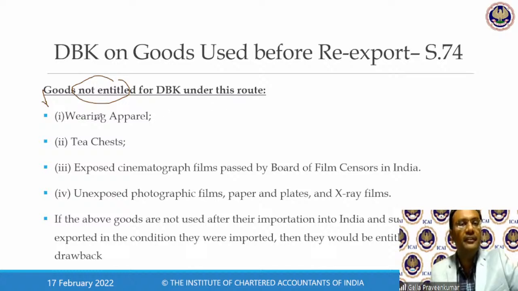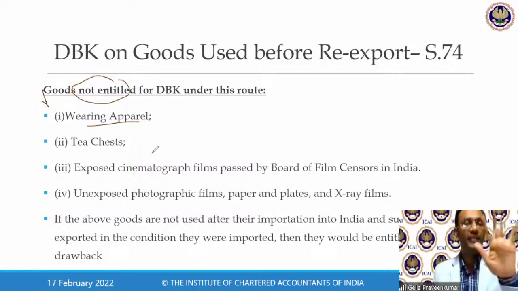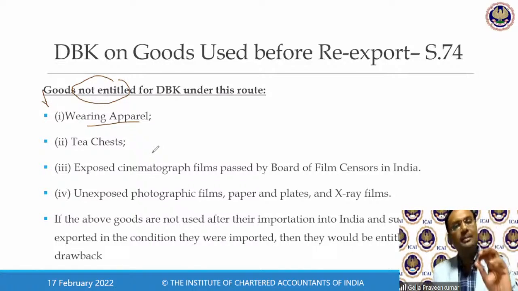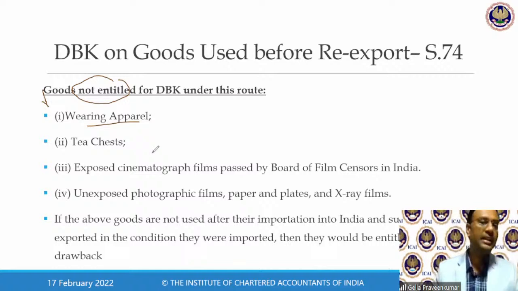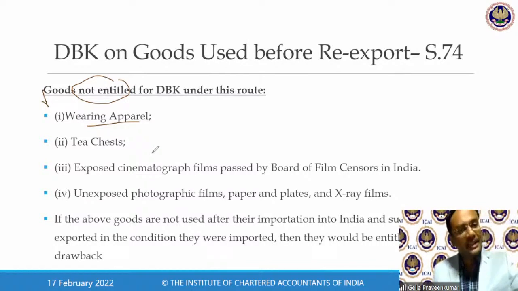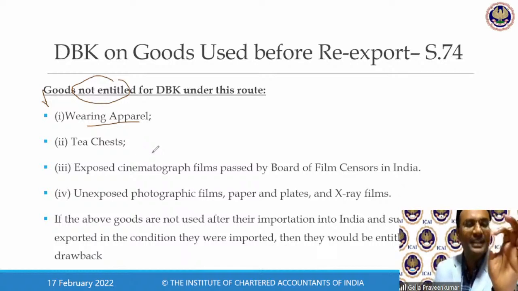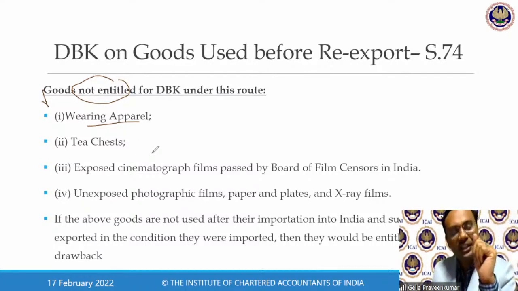What is that? Wearing apparel. I have imported one particular coat worth 5 lakhs, for my, say, marriage. After marriage, I'm going to send it back. Wearing apparel can be used like this in Western countries, they have this luxury. In India, we don't have this luxury.